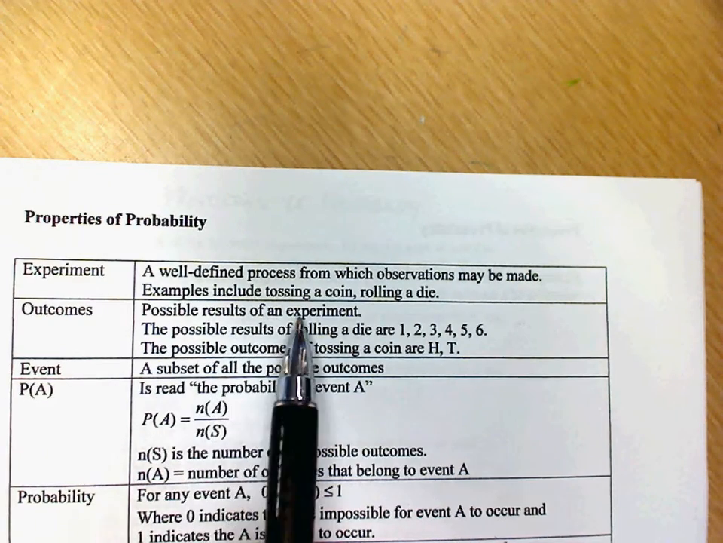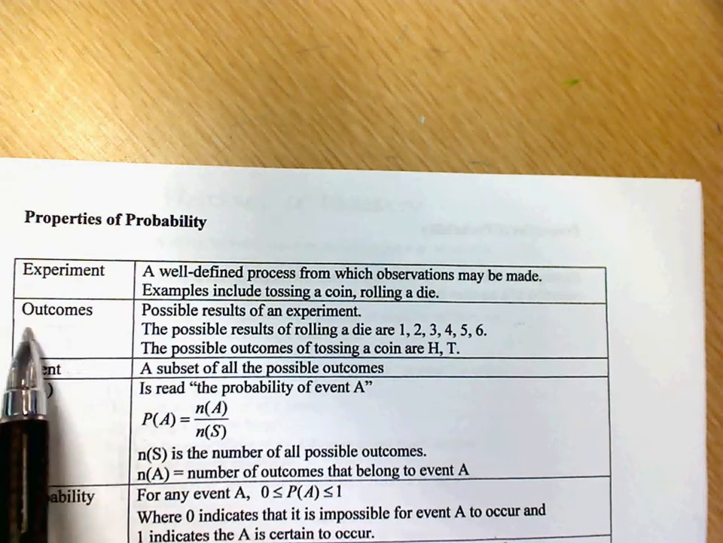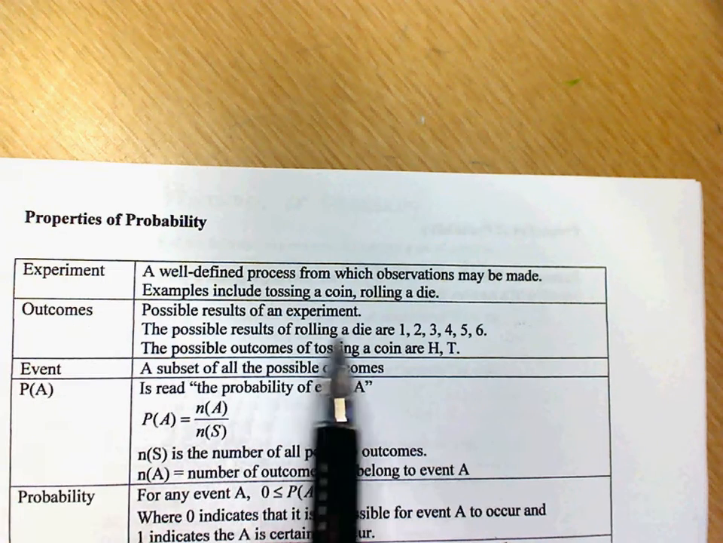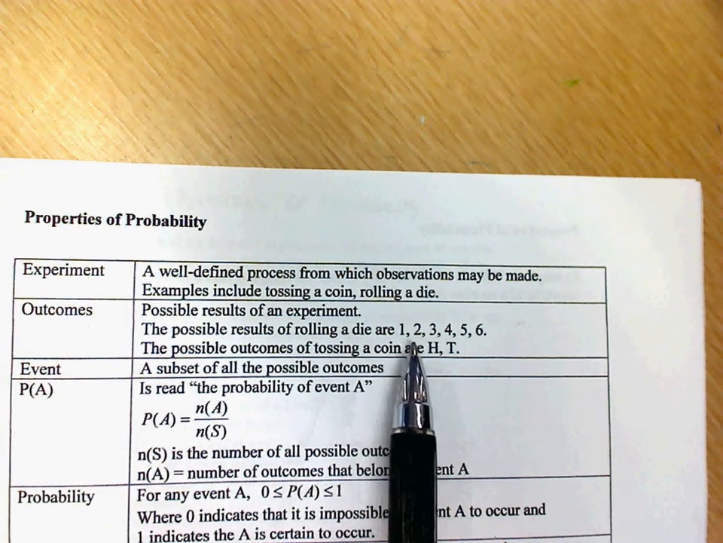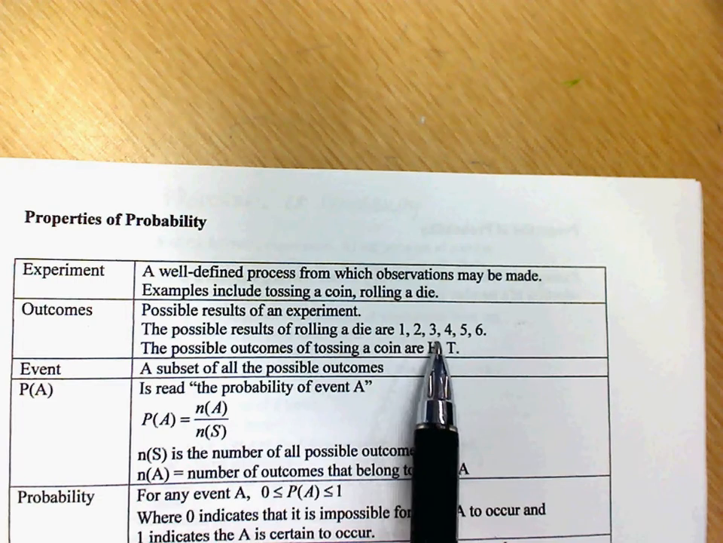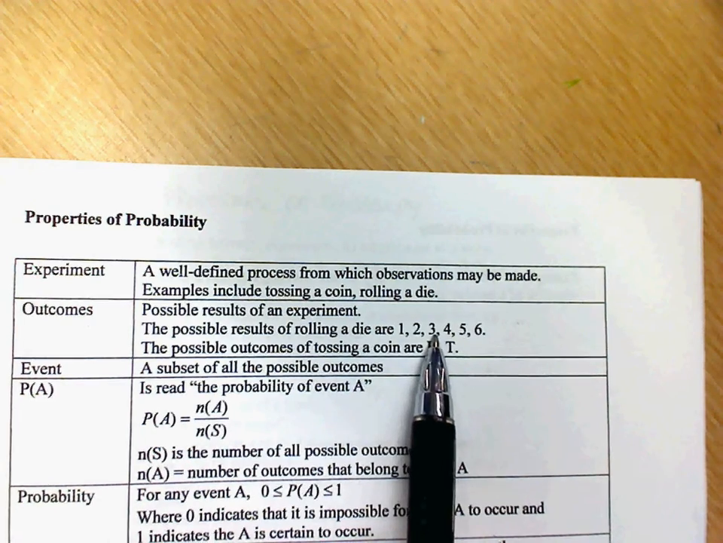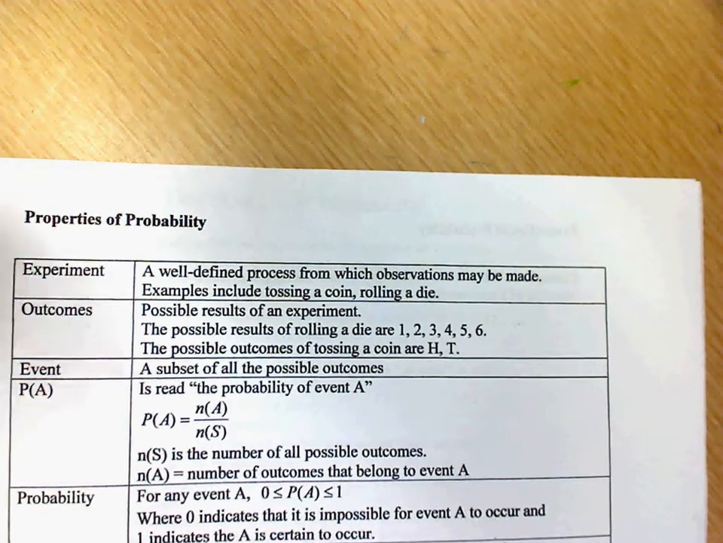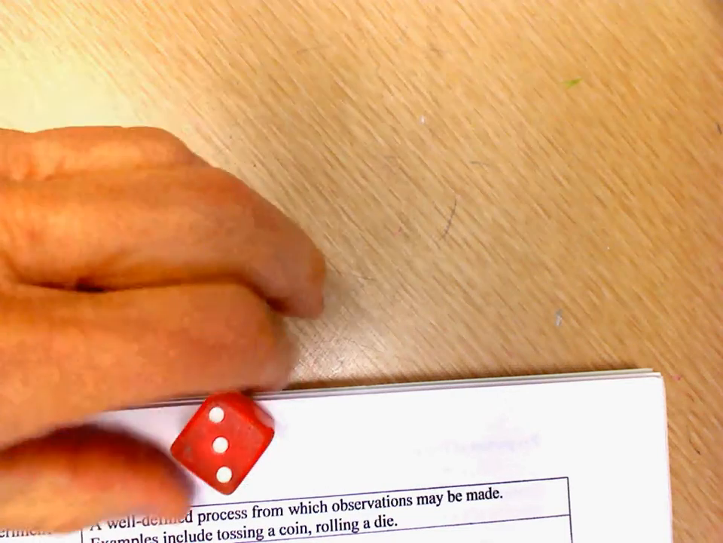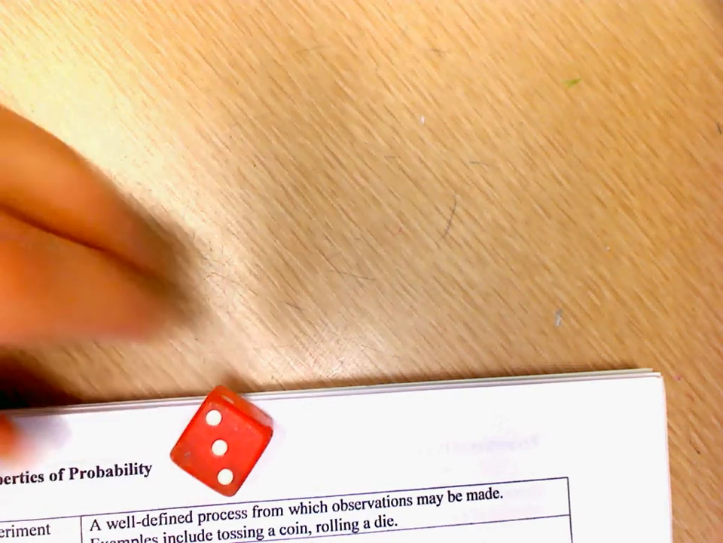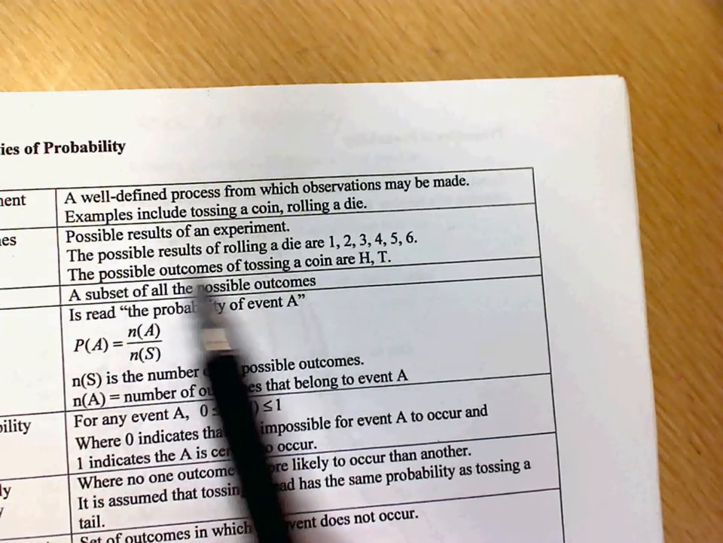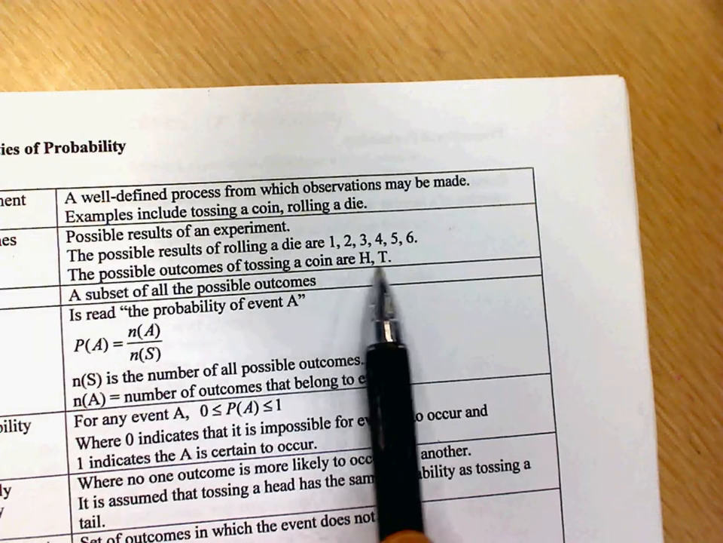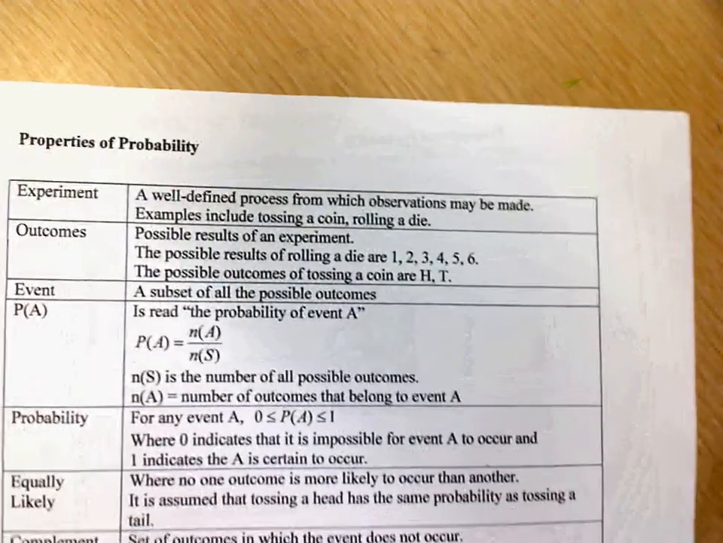Possible results of an experiment, those are outcomes. The possible results of rolling a die, or in other words, the outcomes of rolling a die, you can either roll a 1, 2, 3, 4, 5, or 6, right? For those of you who might not be familiar with dice. Possible outcomes of tossing a coin are head or tail, right?